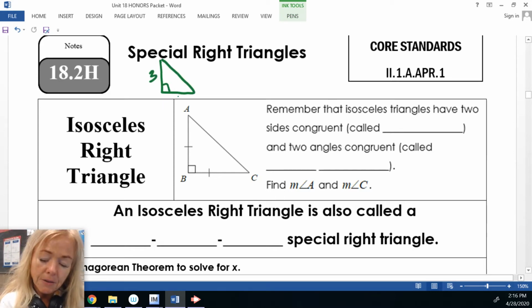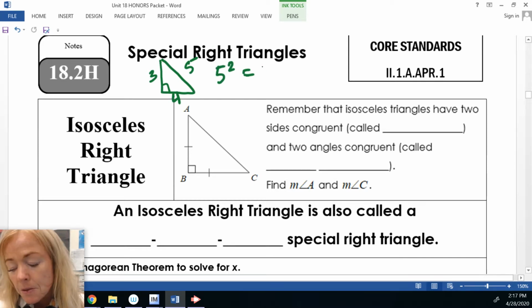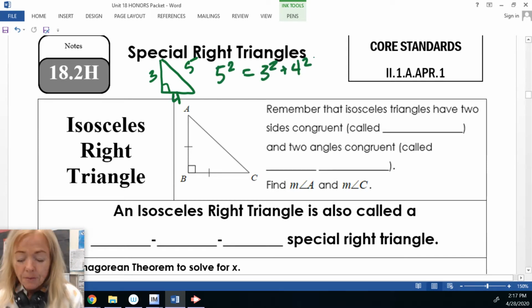So what we've been dealing with are right triangles, right? And we know like 3, 4, and 5. We know that the sum of the squares of the sides is equal to the hypotenuse squared. All right, so with that, we know 5 squared is equal to 3 squared plus 4 squared. 3, 4, 5 is one type of special right triangle.